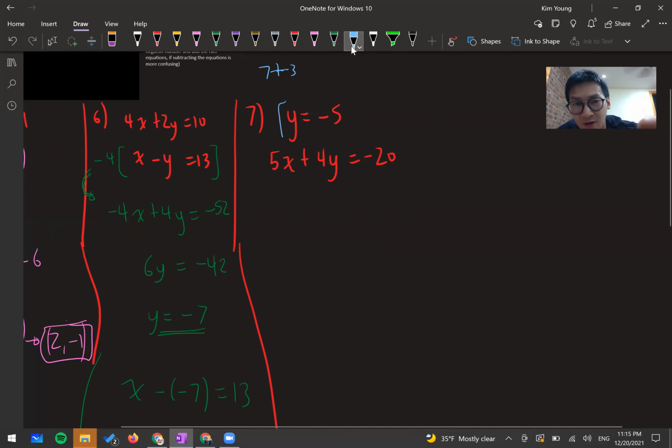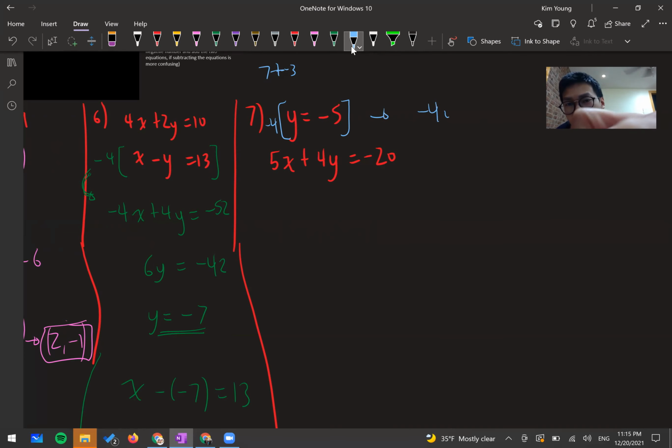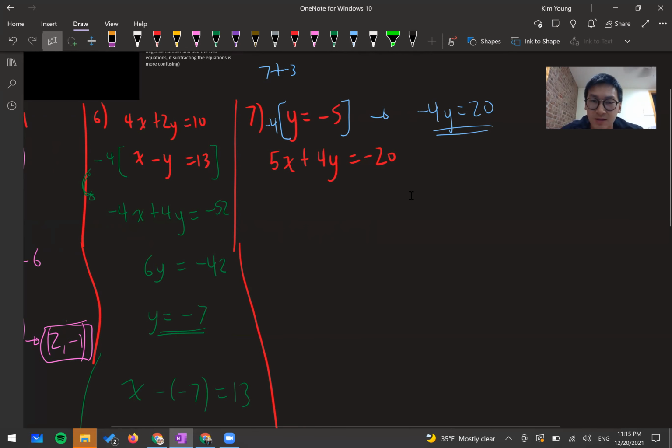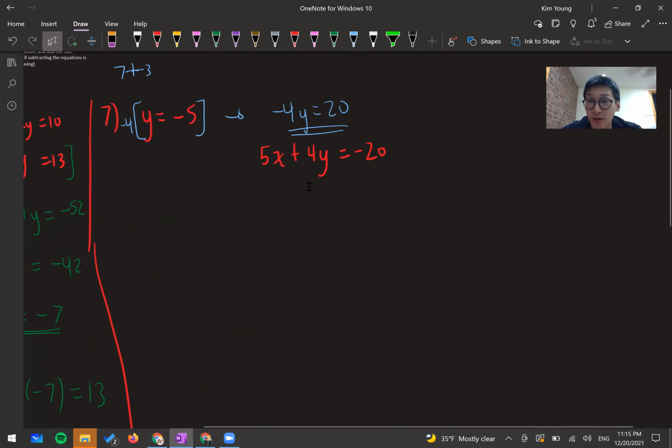So I need to make this look like negative 4y. That means I should multiply this by negative 4. And then I get this new equation, negative 4y is equal to 20. Now you're looking at this and this, and just move it up, make it look nice. Okay, and add the two equations.